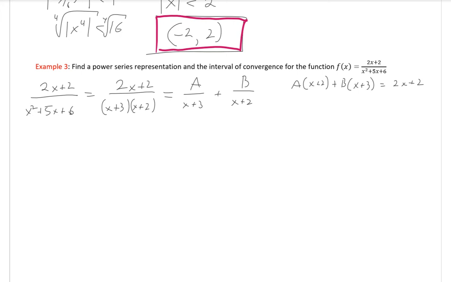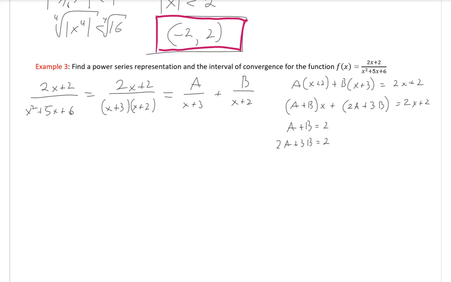And then we can rearrange some stuff. We have (A plus B) times x plus the constants, 2A plus 3B, equals 2x plus 2. So that gives us A plus B equals 2, and also 2A plus 3B equals 2.